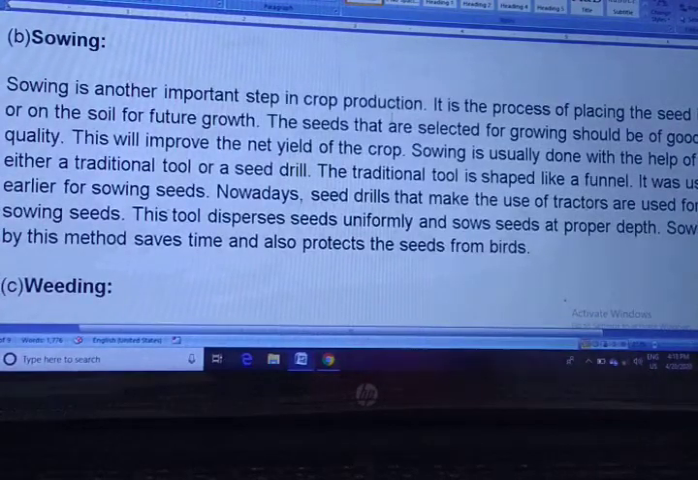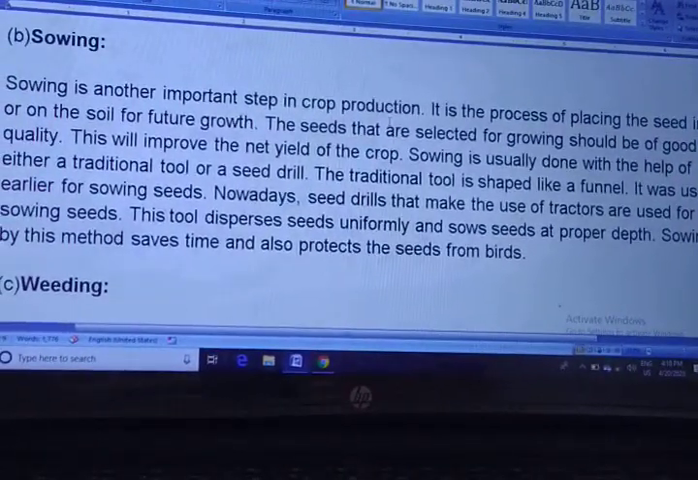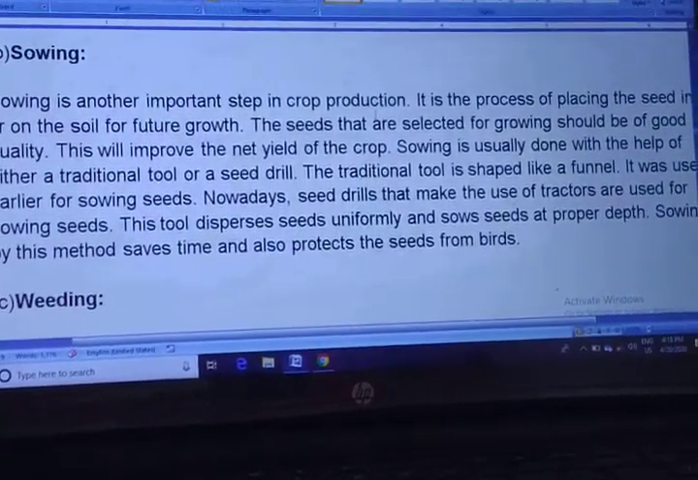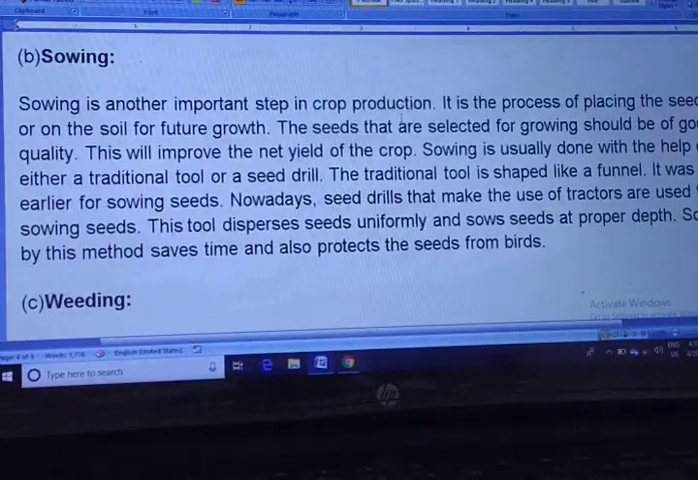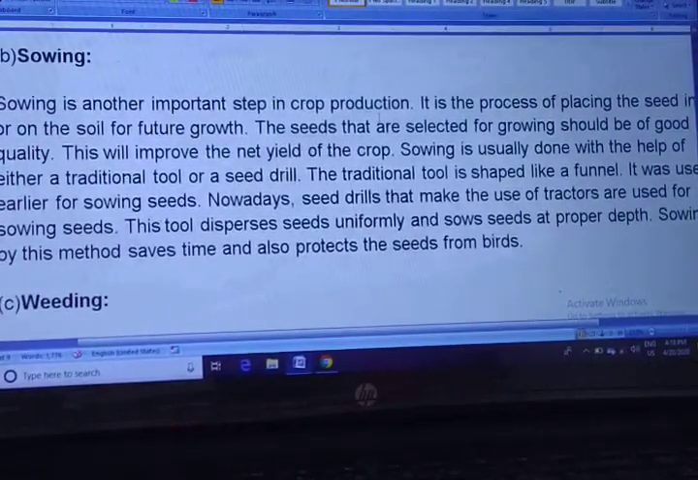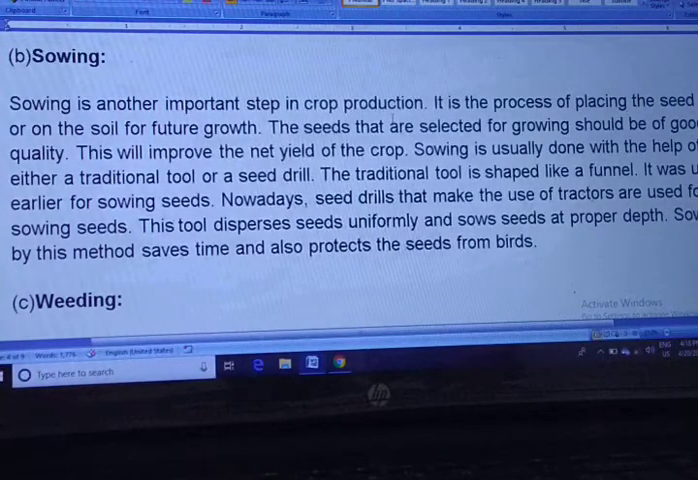Very important answer about this question of sowing. You can see here, sowing is another important step in crop production. It's very important. So as I have already explained, sowing is another important step in crop production. It is the process of placing the seed in the soil for future growth. The seeds that are selected for growing should be of good quality. This will improve the net yield of the crop. Sowing is usually done with the help of either a traditional tool or a seed drill.